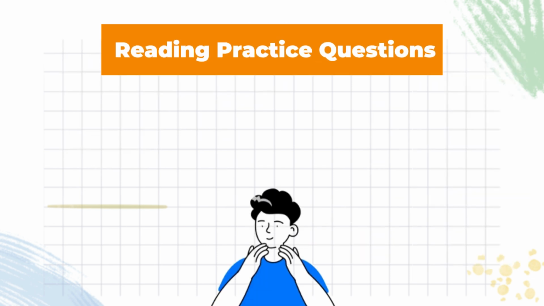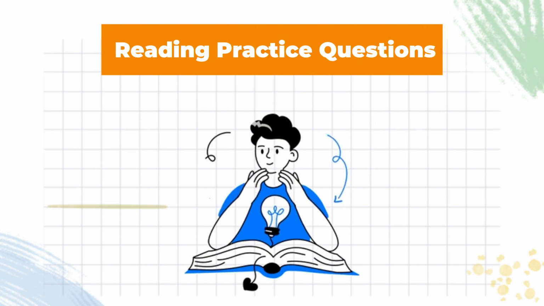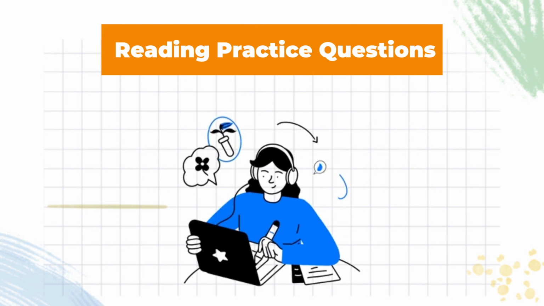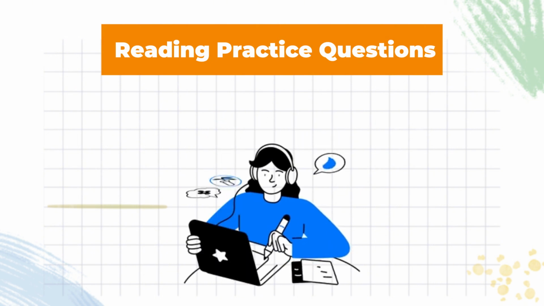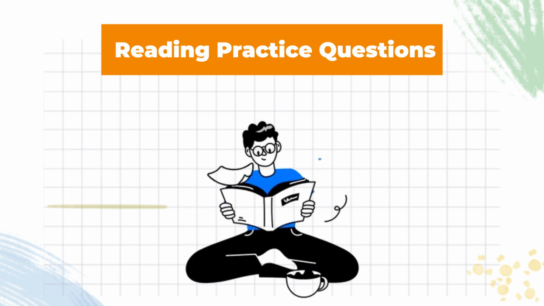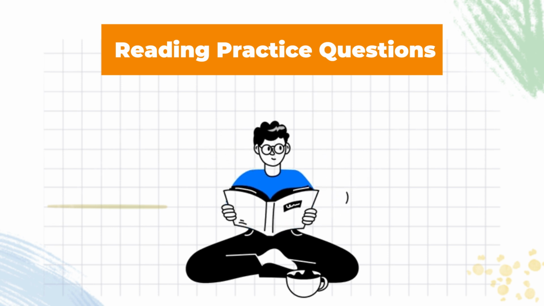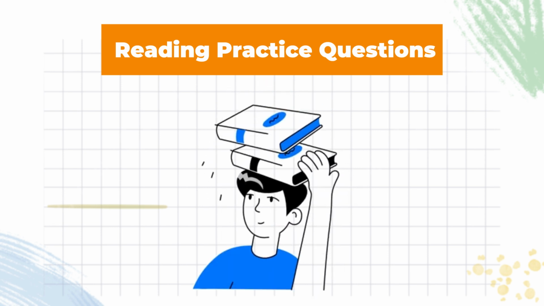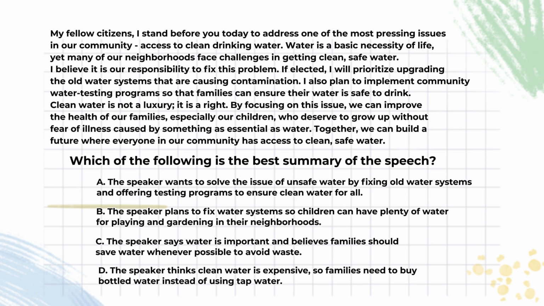Let's move on to the reading test section. The reading section checks comprehension, vocabulary, literary text, informational text, the ability to understand meaning from context, and many other skills. Let's start with an informational text question. This question asks for the best summary of the speech. A strong summary should include the main problem and the speaker's main solution. Pause the video and choose the best answer.